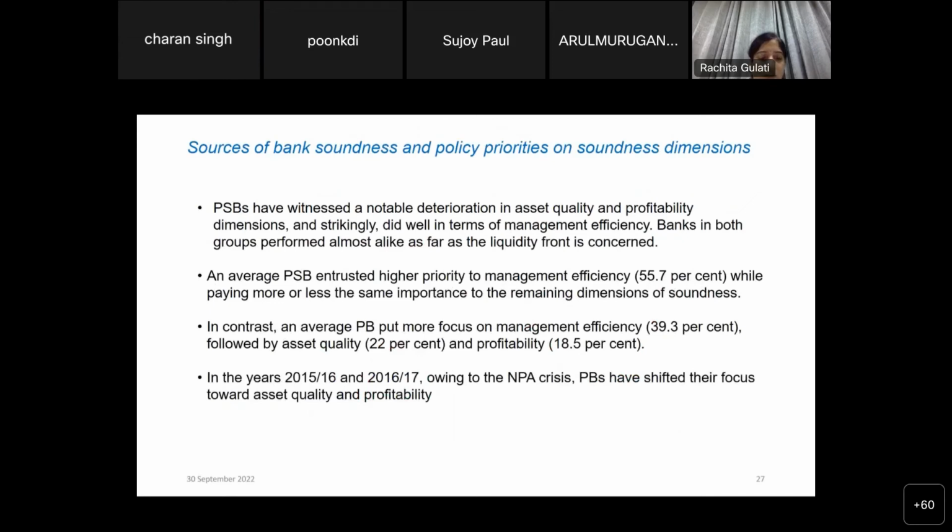In contrast, an average private bank put more focus on management efficiency, followed by asset quality and profitability. In the recent years, 2015-16 and 2016-17, owing to the NPA crisis, the private banks have shifted their focus towards asset quality and profitability.